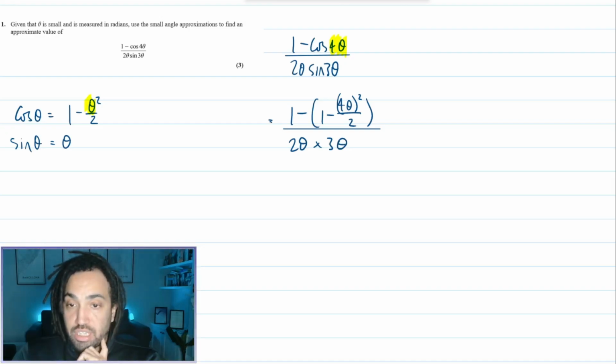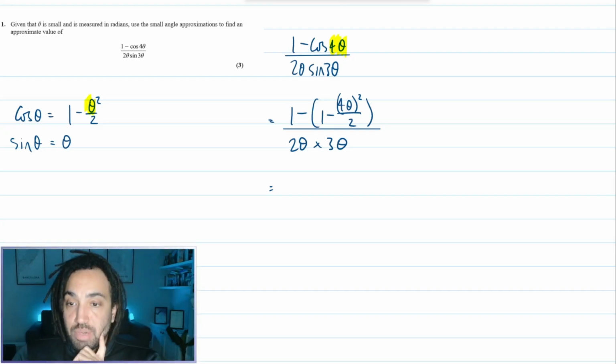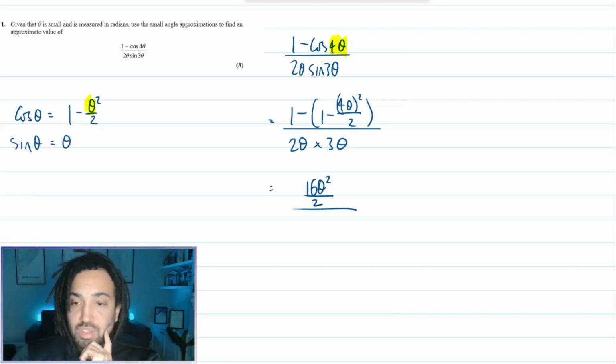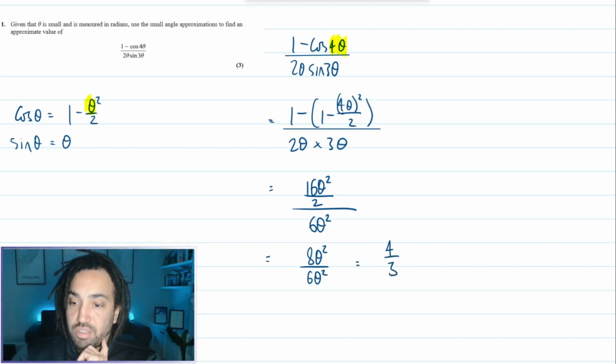Okay, great. Now we need to simplify this. So we're going to get 1 minus 1, which cancels. We're going to get minus 4 theta squared, which is going to give me 16 theta squared, and that's over 2. On the bottom, we've got 2 theta times 3 theta, which is 6 theta squared. So the top is 8 theta squared. Simplifying this, the theta squared cancels, and 8 over 6 is 4 over 3. Bosh.